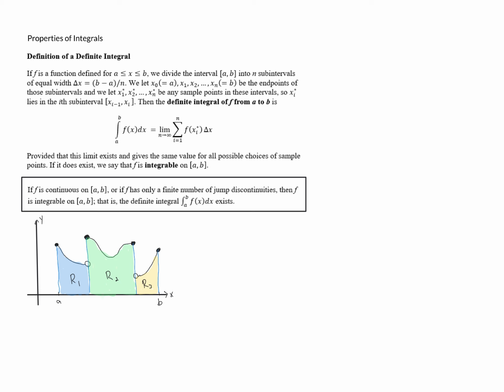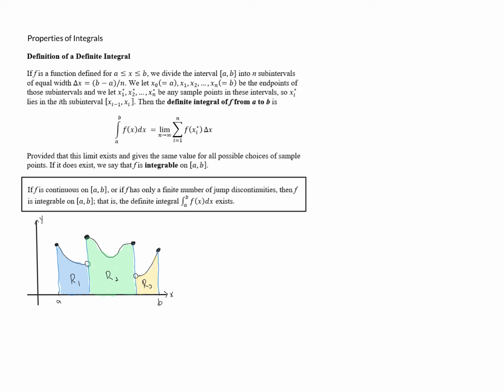That's not a proof for why we can do that, because remember, a proof would revolve around this definition with the limit of Riemann sums, and we'd have to look at Riemann sums with all of these different regions, and it gets a lot messier. So none of this is a proof, but just a very short explanation of why it should make sense that we're able to integrate a function over an interval where there are a finite number of jump discontinuities.